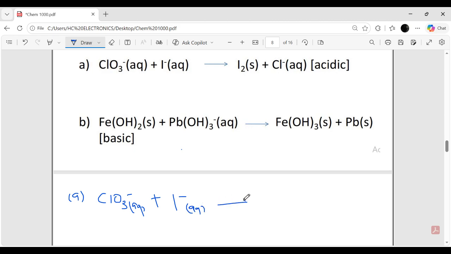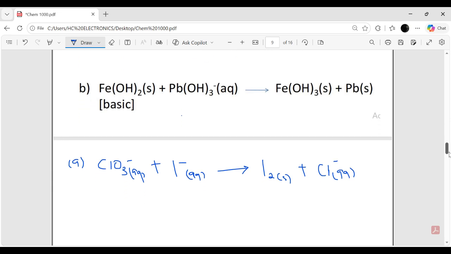Then it's going to be equal to iodine, which is a solid at room temperature, plus chloride, which is in aqueous. Okay, then after that they tell you to balance.